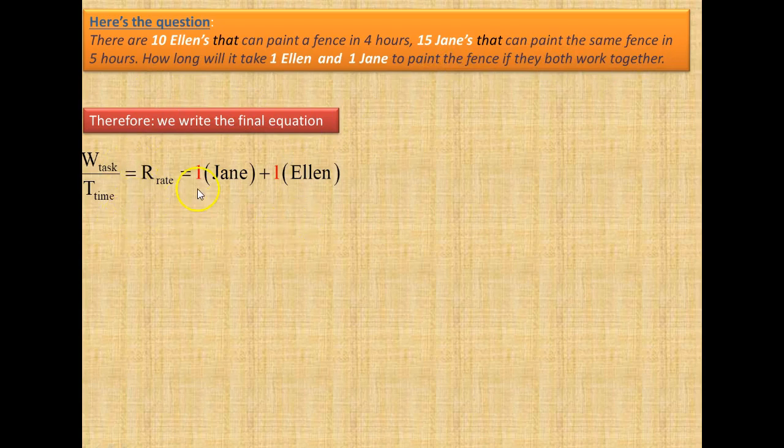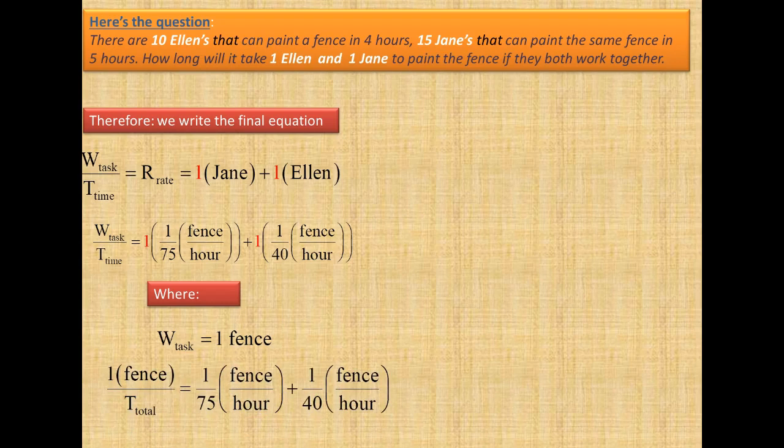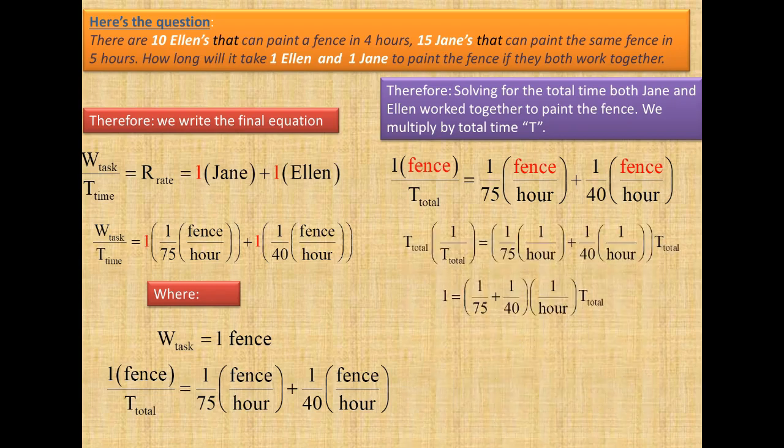W task over time equals 1 Jane plus 1 Ellen rate. And we include the Ellen rate and Jane rate. The Jane rate is 1/75th fence per hour, and the Ellen rate is 1/40th fence per hour. And where W task equals 1 fence, therefore, solving for the total time both Jane and Ellen work together to paint the fence, we multiply by total time T. And we solve the fractions.